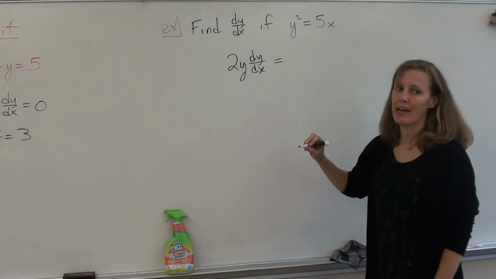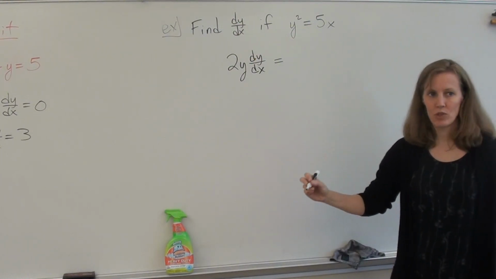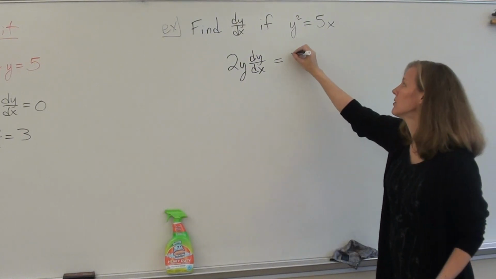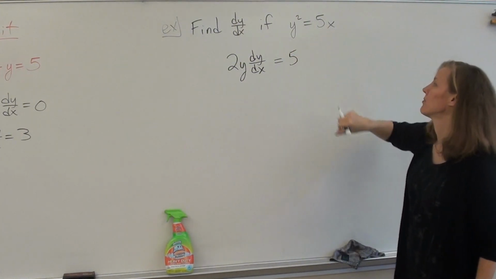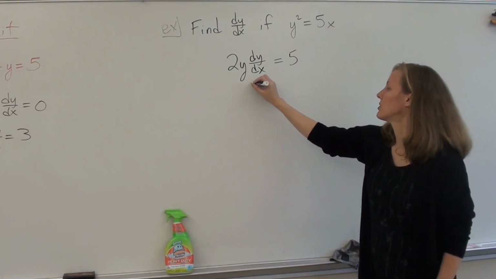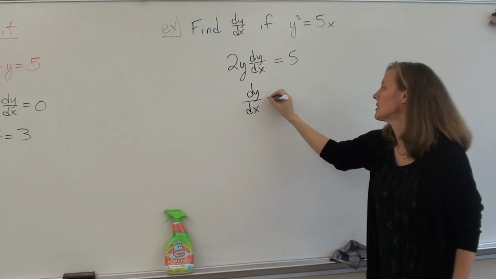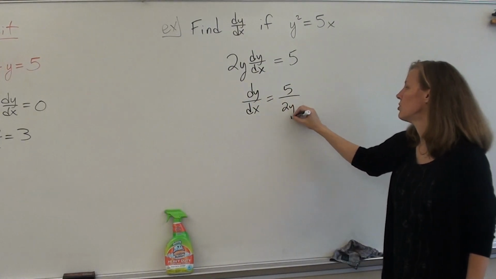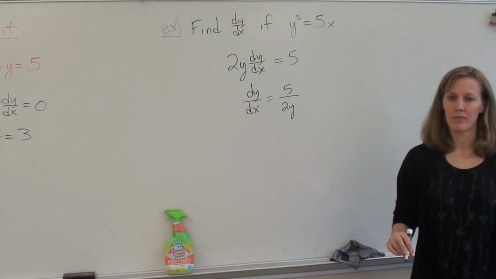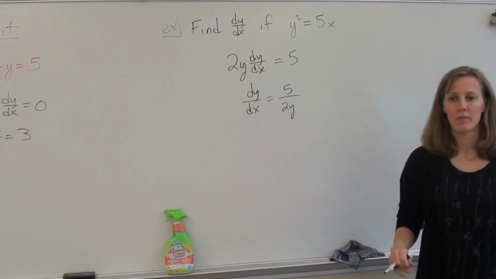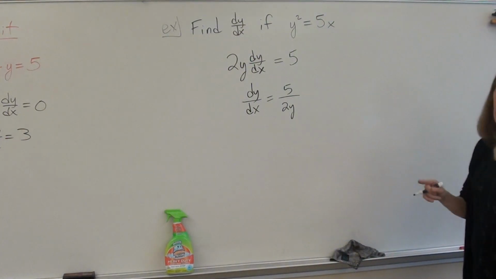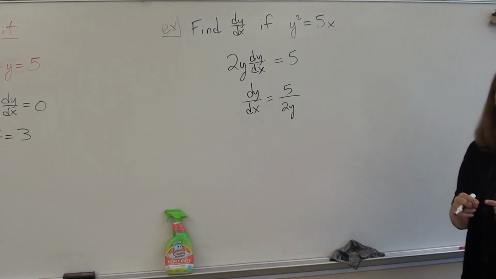What's the derivative of 5x? Just 5. Don't say 5y. It's not magic. It's just 5, and you can multiply by dx dx if you want, but that's just 1. Now if I solve for dy dx, my dy dx is 5 over 2y. And I'm done. 5 over 2y.